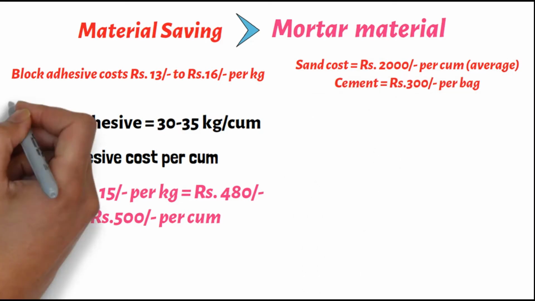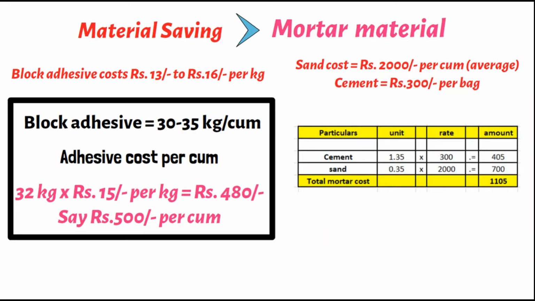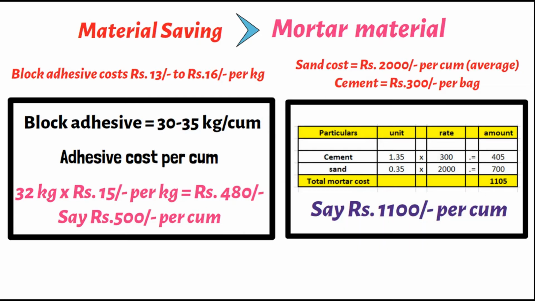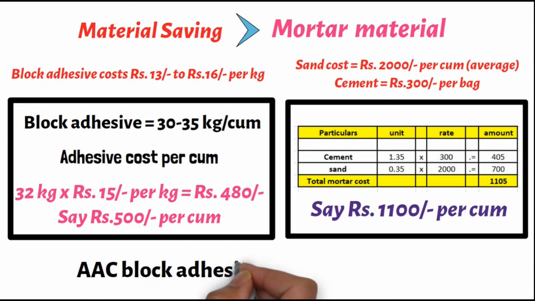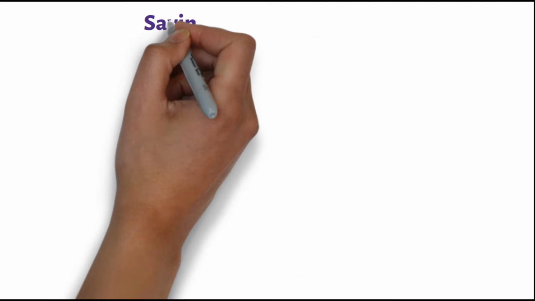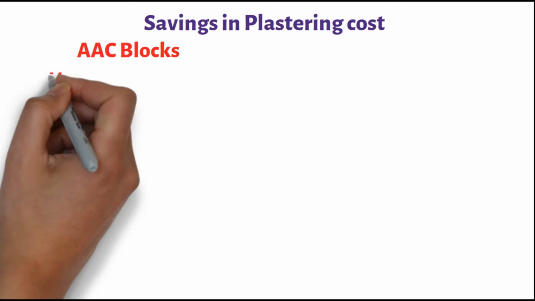In case of site mix mortar, considering a sand rate of rupees 1000 per cubic meter and cement of rupees 300, the cost of mortar works out to around 1100 rupees per cubic meter. That is almost 2 times that of block adhesive. Next, savings in plastering.